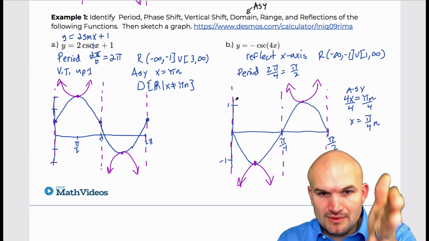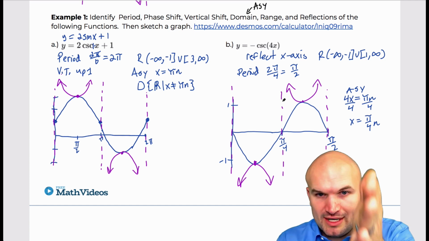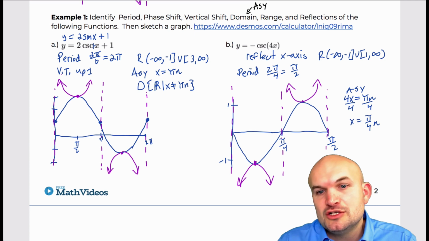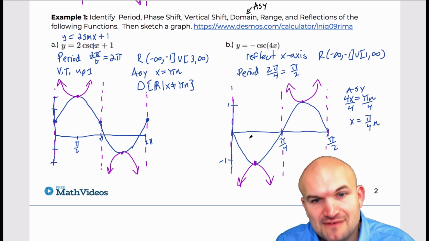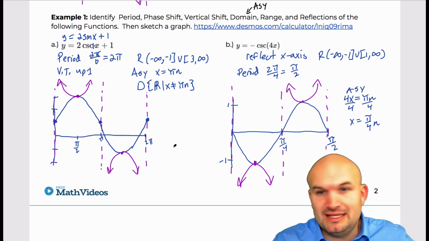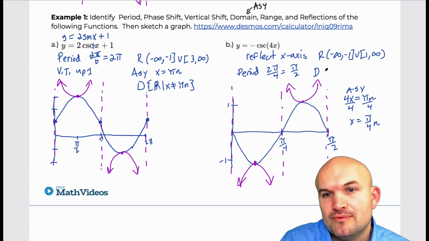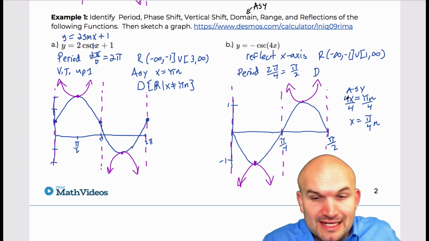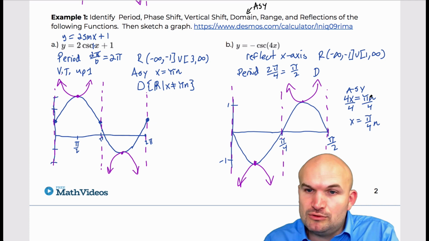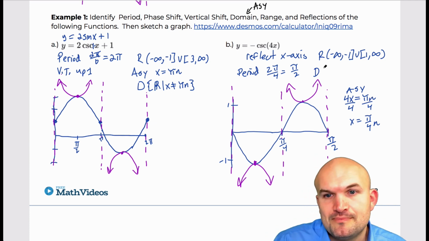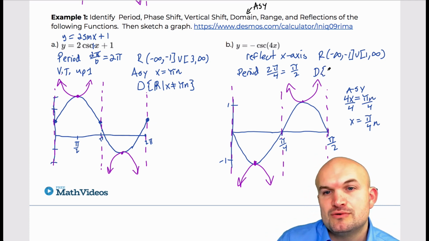If n is 0, I have an asymptote at 0. If n is 1, I have an asymptote at pi over 4. If n is 2, I would have an asymptote at 2 pi over 4, which is pi halves. And you could see that it would repeat in the negative direction as well. So that works out. So all we got to do is set our interior transformations equal to our original asymptote equation. So our domain here is going to be all real numbers such that x cannot equal pi over 4 n.